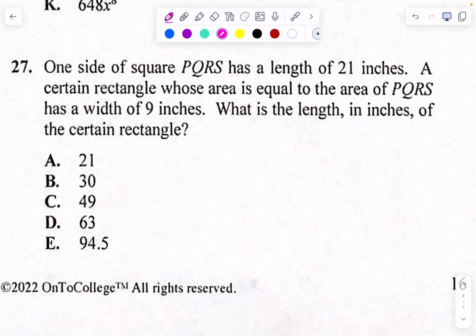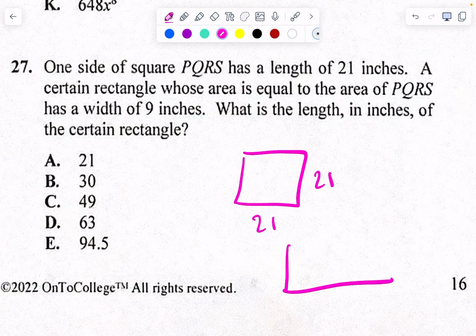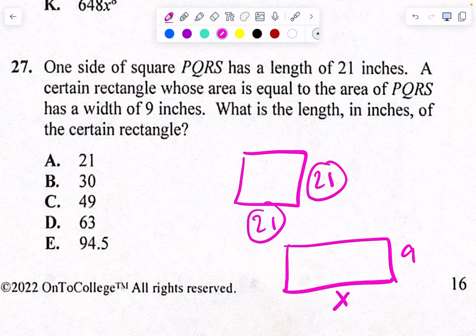One side of square PQRS has length of 21 inches, and this is a square. 21, 21. A certain rectangle whose area is equal to the area of PQRS has a width of 9. What is the length? 21 by 21 is 441. I want this to be 441. How do I figure out what x is? Divide by 9. And that is 49. Perfect. That was really fast. Draw a picture. Really fast.